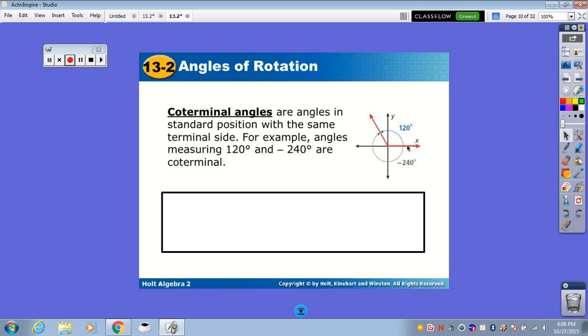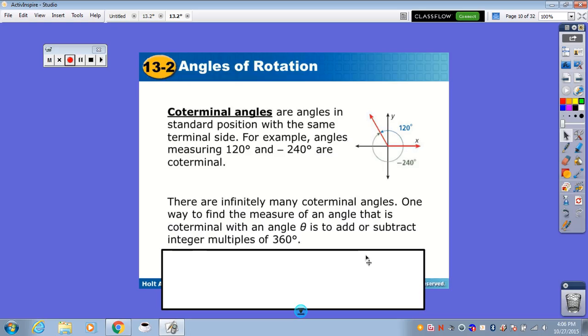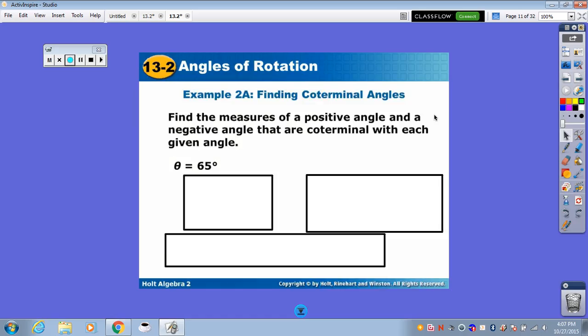In addition to having these two angles, you have an infinite number of angles that will land with the same terminal side in the position where you see this one. That would be any angle with multiple rotations that lands in this spot. They could be either positive angles or negative angles. And this is what we're talking about here, infinitely many coterminal angles. We're going to find the measures of a positive angle and a negative angle that are coterminal with each of our given angles.